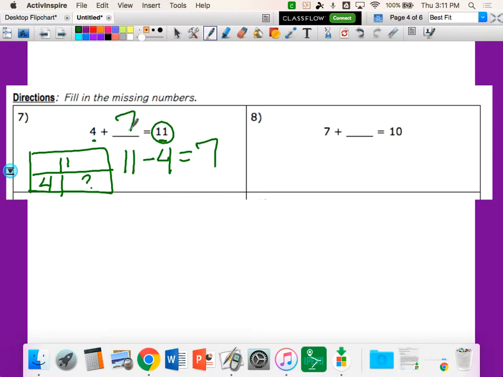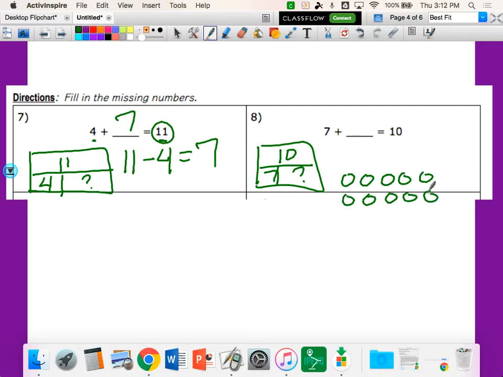This one doesn't require them to show their work. I did urge them to, just because some of them struggled. So here, 7 plus something equals 10. Again, they could look at it as a part-whole with 10 as my whole, 7 as a part. What goes here? They could have drawn circles: 5, 6, 7, 8, 9, 10. Well, if I have 7 of them, how many more do I need? 3.